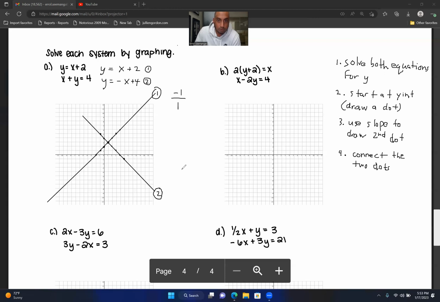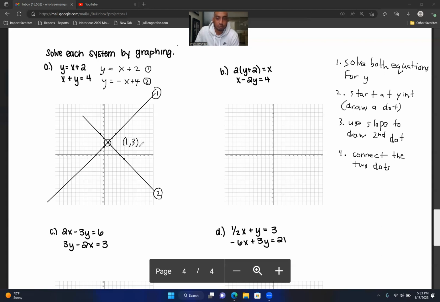Okay, so what's the next step? So we got 4 steps there. Find the intersection. So what's the solution to this point right here? 1, 3. Exactly. So 1, 3 is the solution, right?